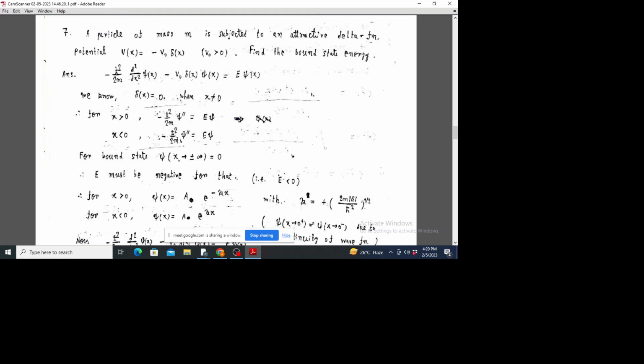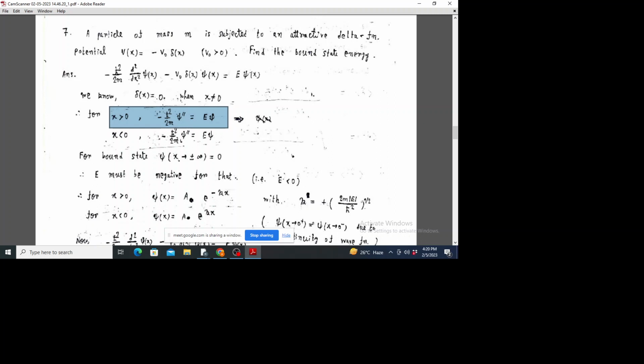So now, as we are discussing, we need to solve the Schrodinger equation in two regions separately, one for x greater than 0. For x greater than 0 our potential is 0 in that region, so we only need to solve this equation. And for a bound state, as we have said, we need psi of x tends to plus infinity is 0. So that is what we need.